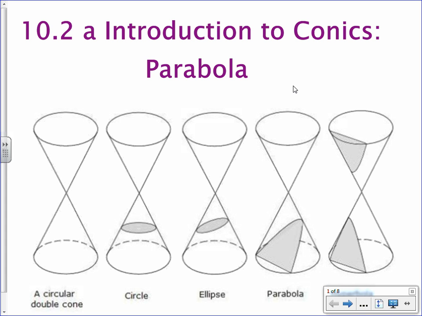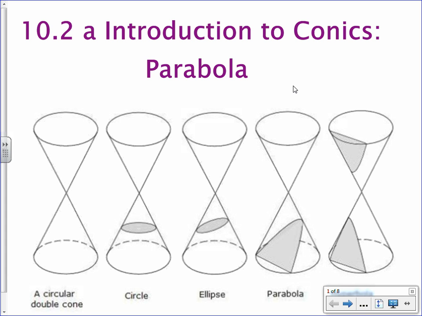So here is our double cone. If I put a plane through parallel, we get a circle. If we put a plane through at a little bit of an angle, we get an ellipse, which is kind of like an oval. It's a squished circle, if you will. If we cut the plane through so it's going through the bottom of our cone, we get a parabola. And then if our plane is cut through both cones, we get two parabolas going away from each other. We call this a hyperbola.